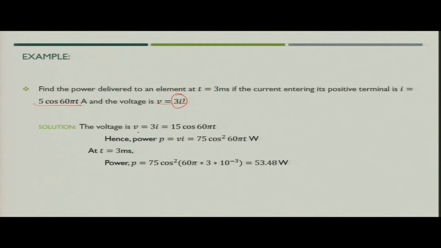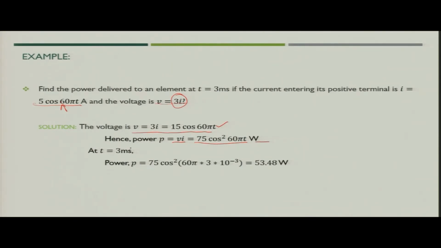So, what you have to do? You have to first find out the expression for voltage. Voltage is nothing but 3 I, that is 3 multiplied by the value of current I, which comes out to be 15 cos 60 pi t. Now, you need to find the value of power P, that is V into I. That comes out to be 75 cos square 60 pi t watt, because V you have got, and current you can see from here.